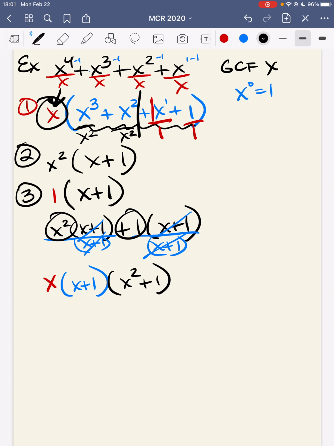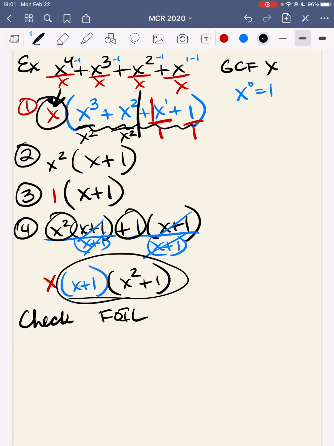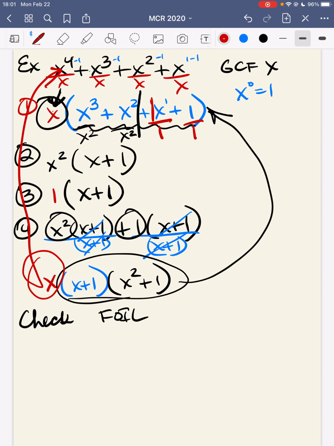Okay? Sorry, that was step 4. All right. So now what I need to do is check. And this is how you're going to check it. You're going to start with your FOIL first. So I'm going to ignore the X on the outside in red, and I'm going to FOIL what's in my double parentheses. And our goal is to, from the foiling part here, get back to here, and then when we add our red X, get back to here. Okay, so let's see what happens here.